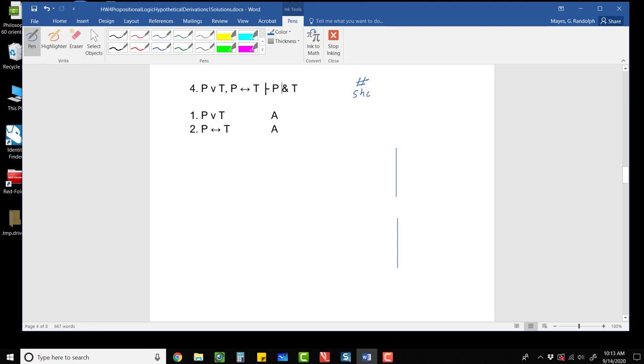So show for disjunction elimination if P then P and T, and also if T then P and T. If you can do that, you'll have your conclusion by disjunction elimination.